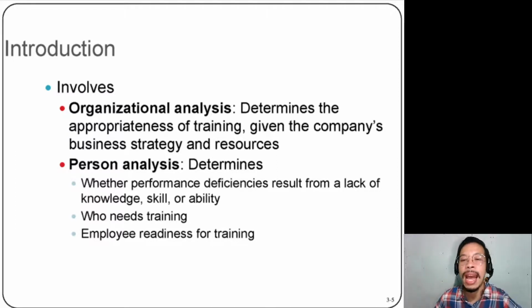Next, we have the person analysis. We will be determining whether performance deficiencies result from a lack of knowledge, skill, or ability. So we will be talking about the KSA: knowledge, skills, abilities. Do we have existing employees? The new employees, do they have the specific KSAs of a call center agent? How about the tenured or old call center agents in the company? Do they have the existing knowledge, or do they need another refresher training, in this context, on customer service?